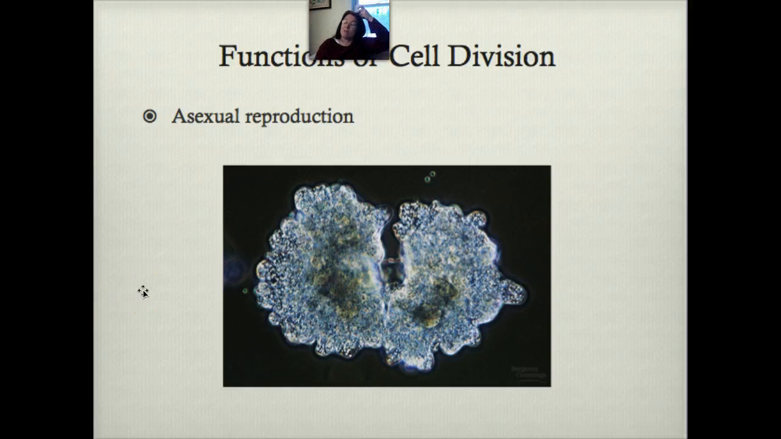The third very common function of cell division is asexual reproduction. So here we're talking about an organism that doesn't have a distinct male and female and doesn't use gametes in order to produce a new offspring. Here we're talking about organisms that reproduce asexually, and they too have to go through a process of dividing their nucleus and then dividing their cytoplasm.